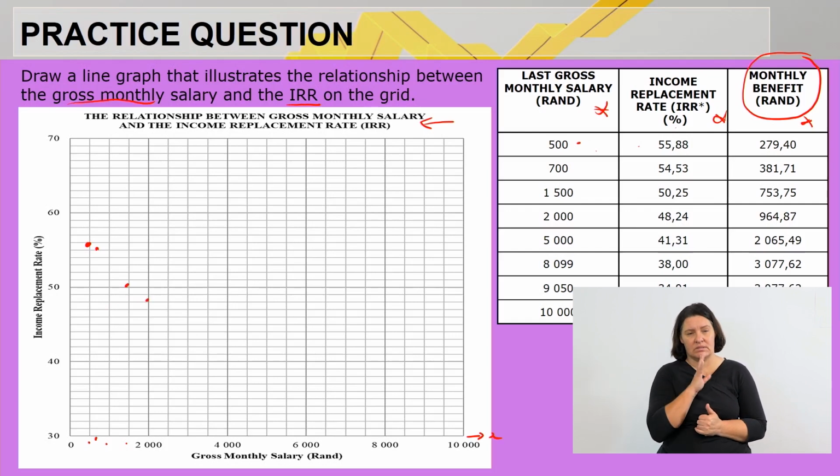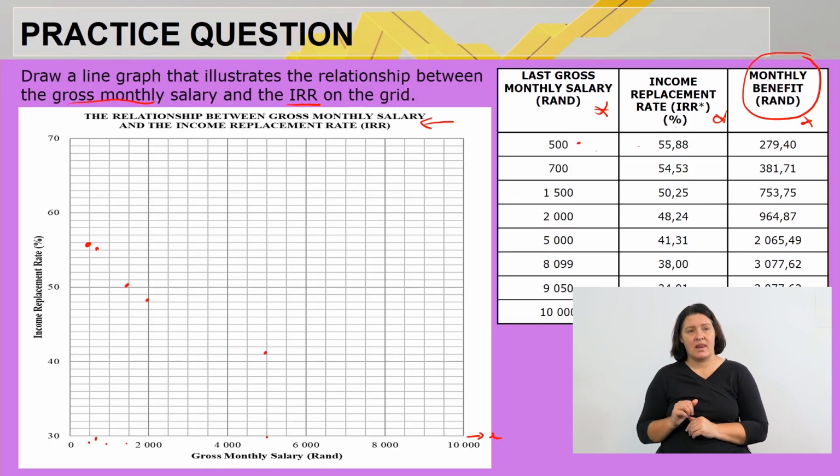Then for 5,000, it will be 41.34. So I'm looking now, 5,000. 4,000, 4.5, meaning this will be 5,000. We agree, okay? So for 5,000, it will be 41.31. So there's 41 and just above that. Can we plot that point there?